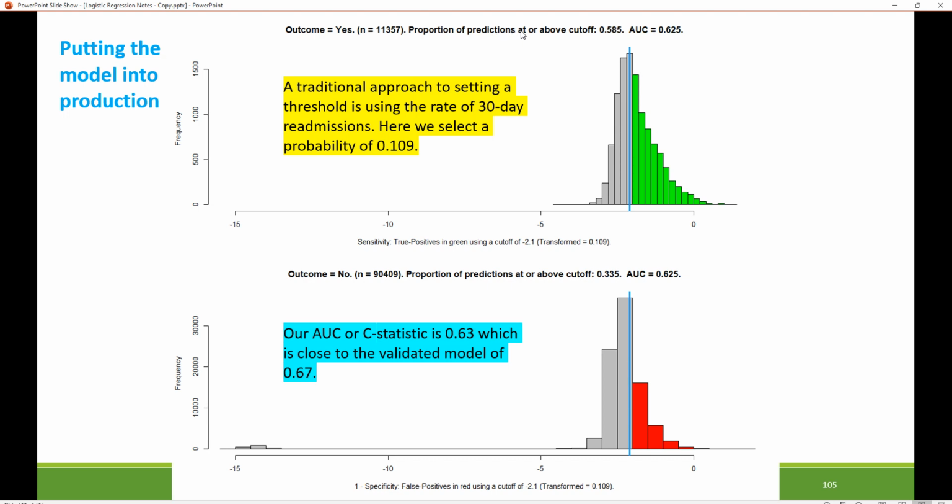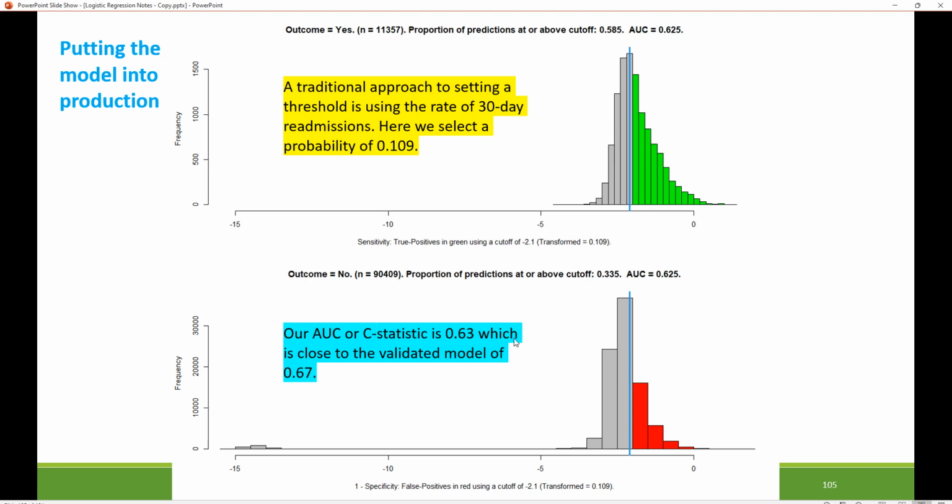So we see that the proportion of predictions at or above our cutoff is 0.585. So of all these bars, for all the patients who had a readmission, we caught about 59%. So that's not bad. We would like to definitely improve that, but it's not the worst value, and it's also important to consider that predicting 30-day readmissions is a well-known difficult thing to predict.